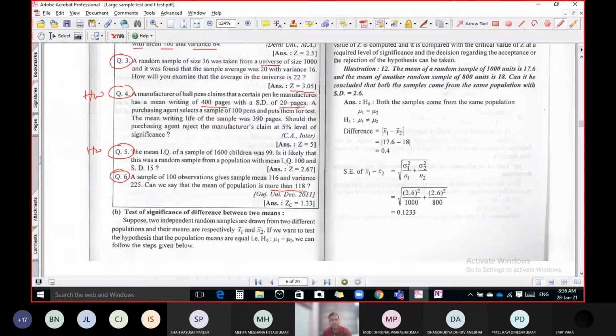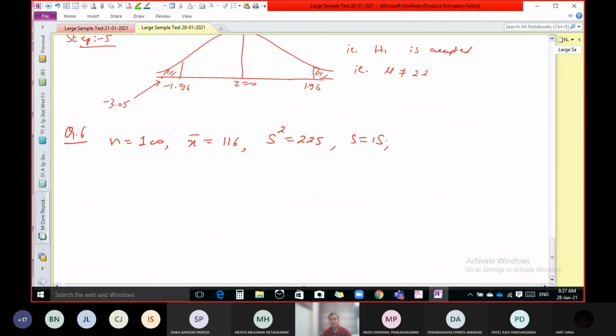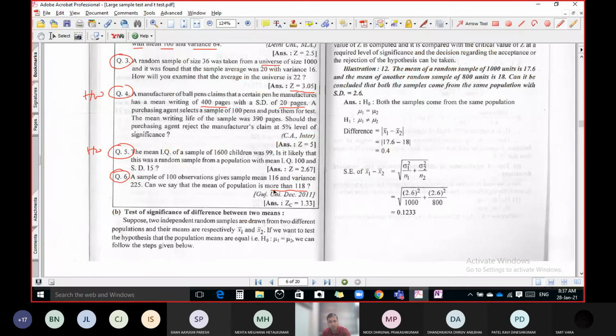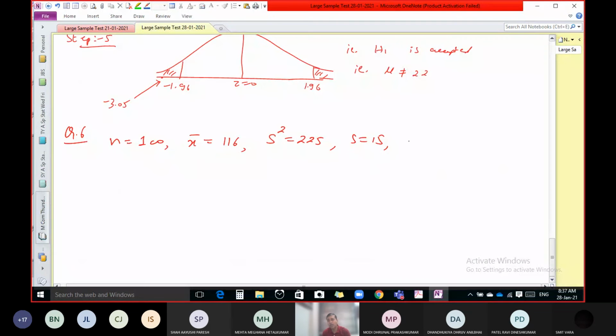And can we say that the mean of population is more than 118? See, mean of population is more than 118. First of all, forget this particular word, more than. So whether the mean of population is 118 or not, that is what we want to check. So mu is 118, that we have to consider. And now we have to check whether it's really 118 or more than that.